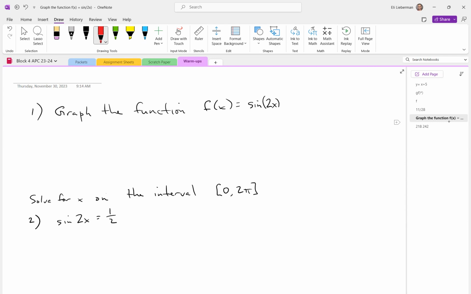Give me 10 more seconds. There's still a little discussion going on. 5, 4, 3, 2, 1. Okay, please show me. Did you all bring your pocket sine graphs?